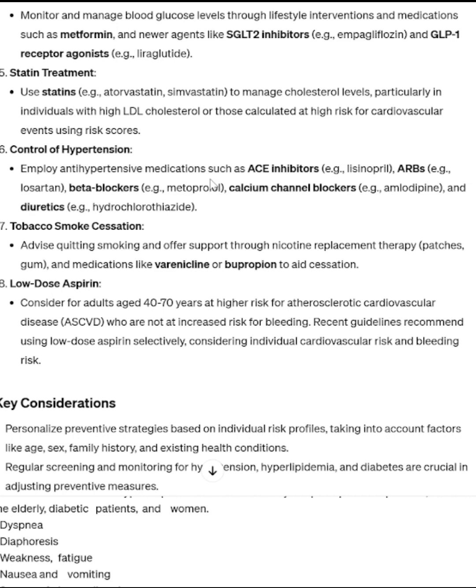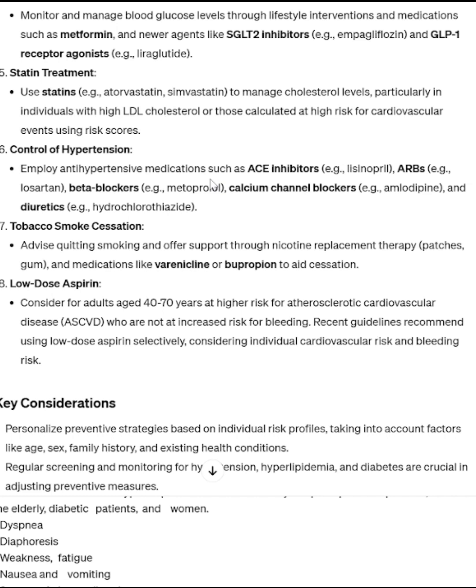Key considerations. Personalized preventive strategies based on individual risk profiles, taking into account factors like age, sex, family history, and existing health conditions. Regular screening and monitoring for hypertension, hyperlipidemia, and diabetes are crucial in adjusting preventive measures. Educate patients about the importance of lifestyle modifications in conjunction with pharmacotherapy to optimize cardiovascular health.